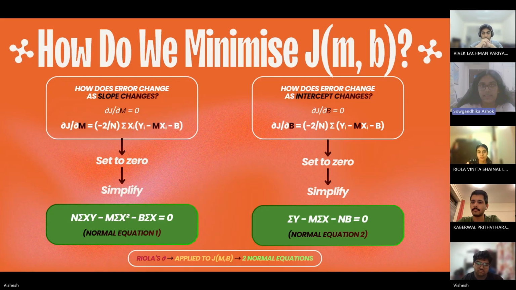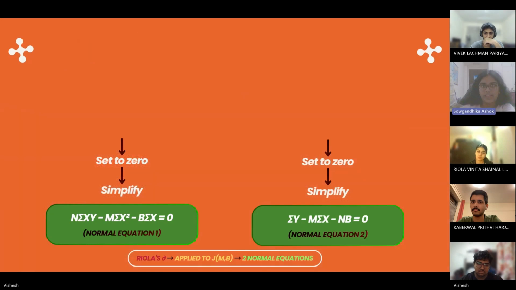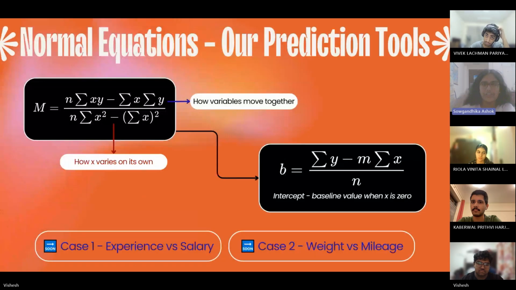This is gradient descent, expressed analytically. Instead of iterating down the bowl step by step, we jump straight to the bottom using calculus. Solving these equations gives us our final formula. For slope m, the numerator is n times the sum of xy minus the sum of x times the sum of y. This captures how x and y move together. The denominator is n times the sum of x squared minus the square of the sum of x: how much x varies on its own. The slope is simply the ratio of those two things.